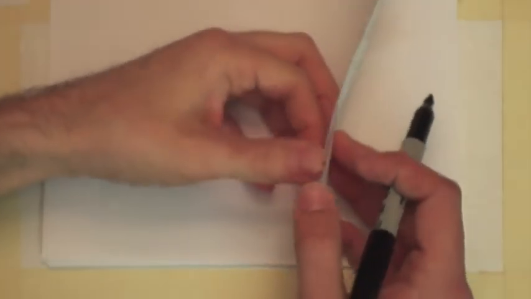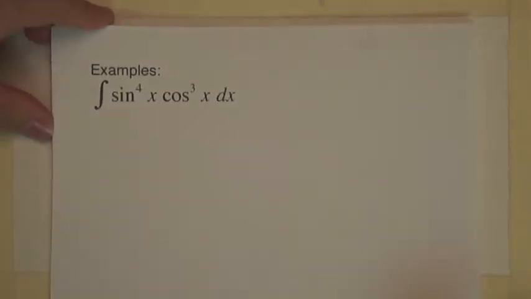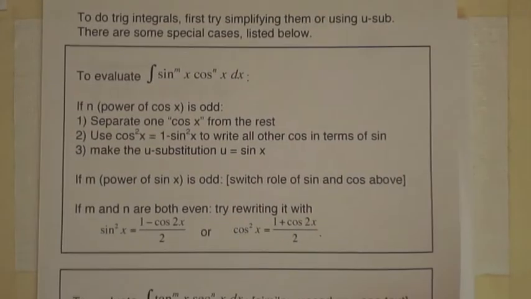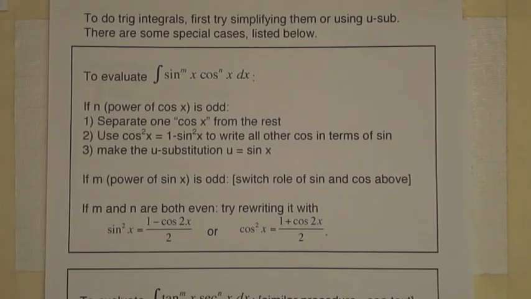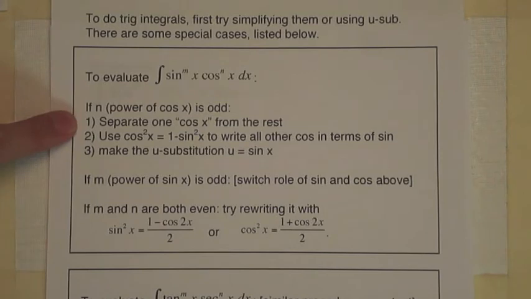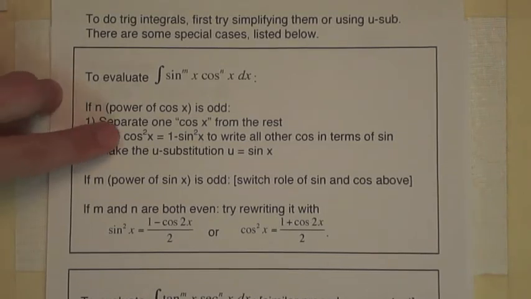Let's go to the next page and do an example. Here's the first example: the integral of sine to the 4th x cosine cubed x dx. This example will follow the instructions from this box. In this case, indeed, n, the power of cosine x, is odd. So we're going to separate one cosine x from the rest and use this, cosine squared equals 1 minus sine squared, to write all other cosines in terms of sines. Let's do it.